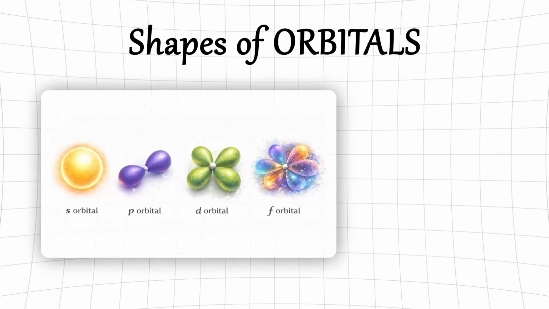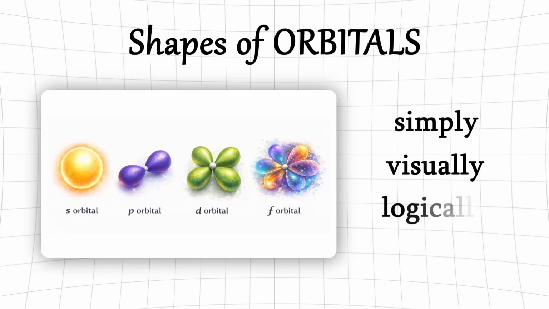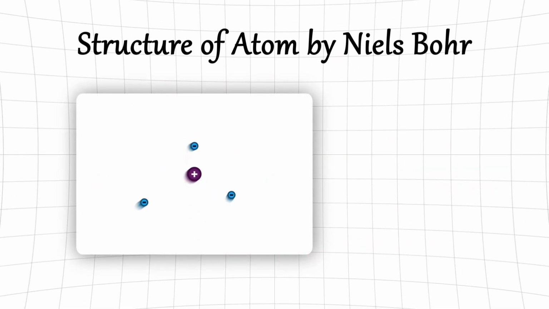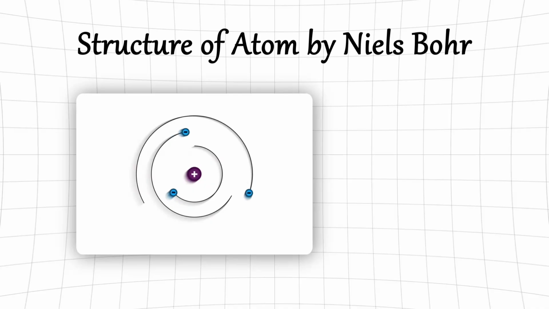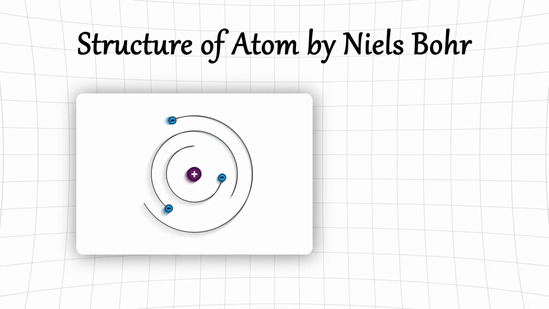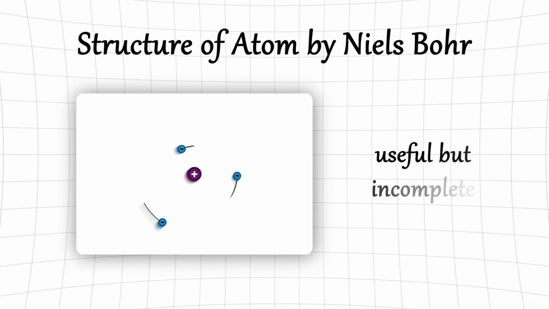Today, we'll finally make sense of s, p, d, and f orbitals, simply, visually, and logically. First, let's clear the biggest myth. Electrons do not move in fixed circular paths around the nucleus. That idea comes from the old Bohr model, useful but incomplete.